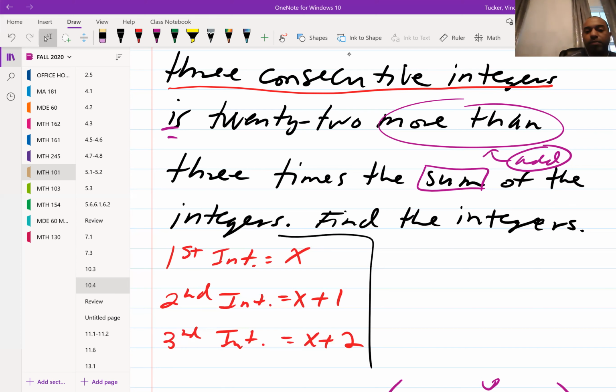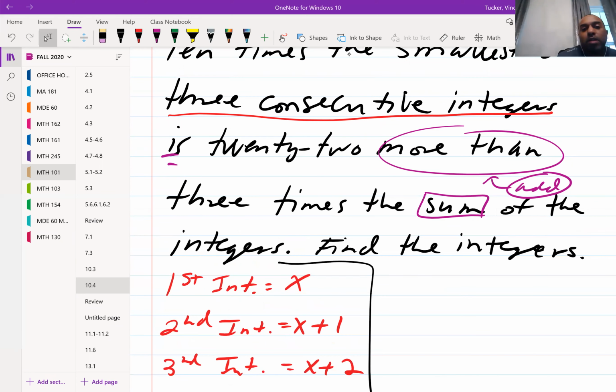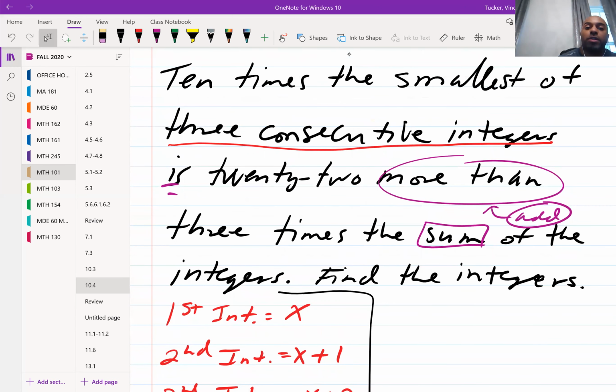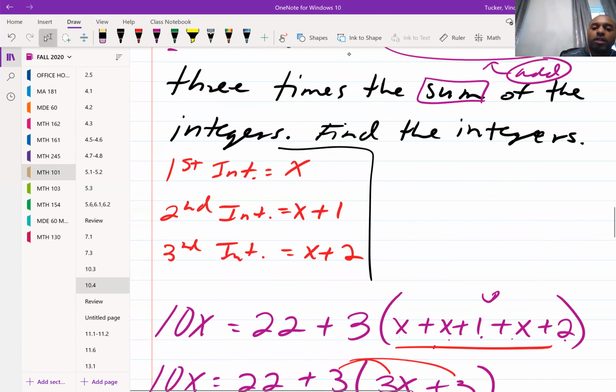All right. Any questions on that? So going back to the problem, we have our 3 unknowns set up, and it says 10 times the smallest of 3 consecutive integers is 22 more than 3 times the sum of the consecutive integers. So this is how we can set that up.